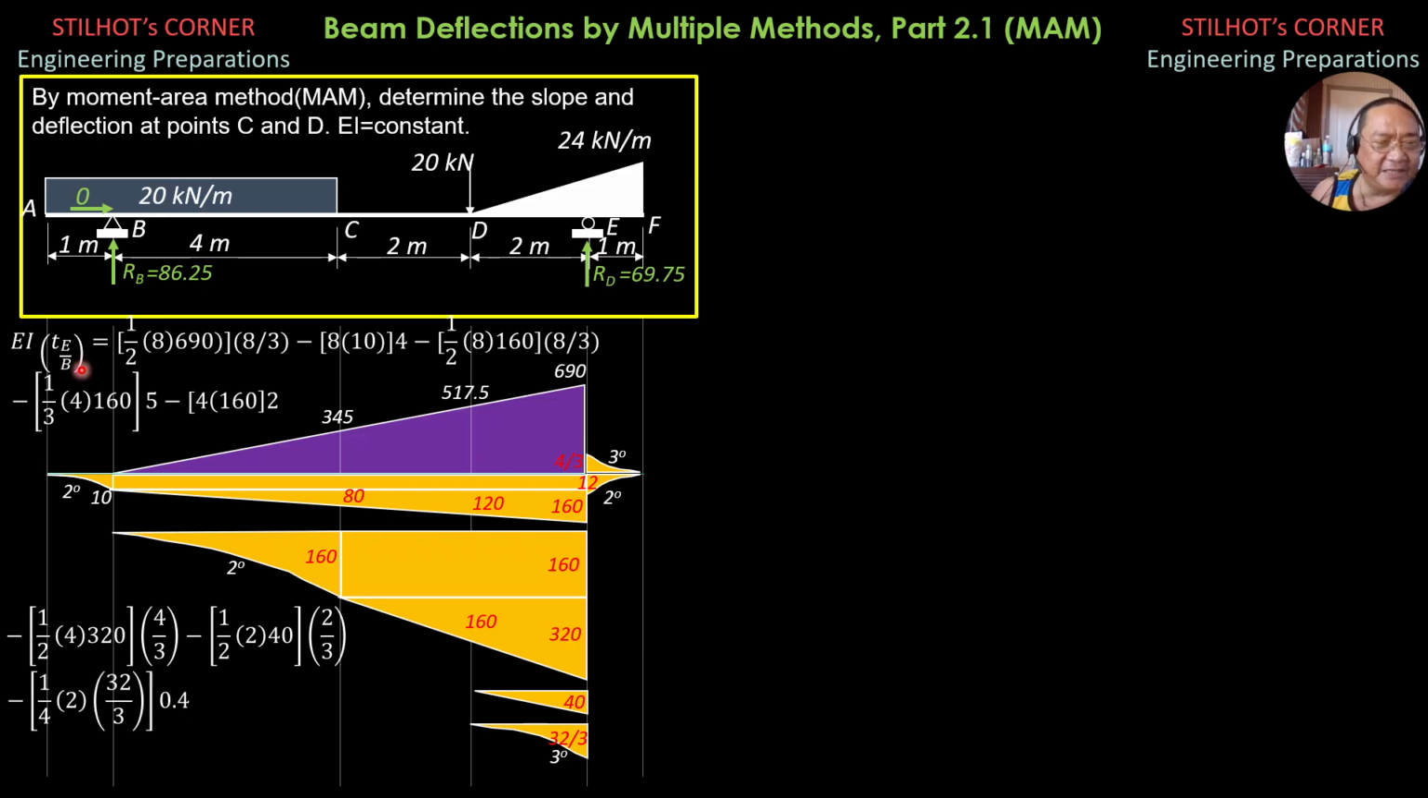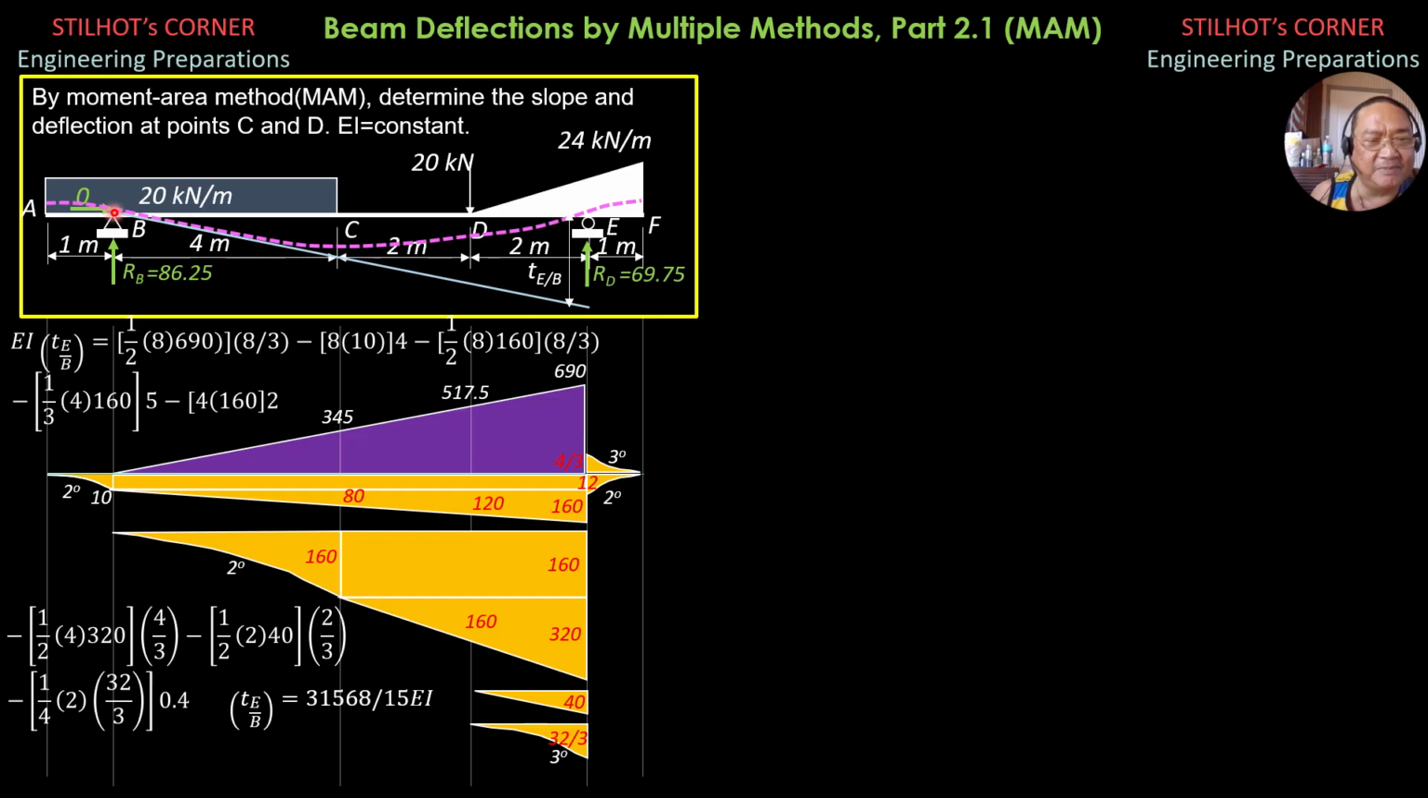So the deviation of E relative to B can now be computed: 31568 over 15 EI. It is positive, so meaning point E is above the reference tangent at B as shown in the figure. So this is the expected elastic curve. Then this is the deviation of point E relative to B.